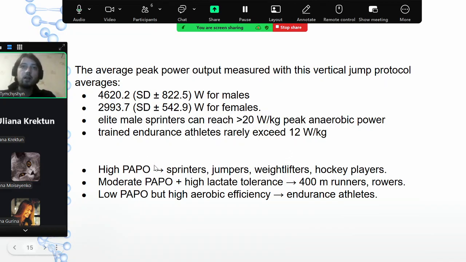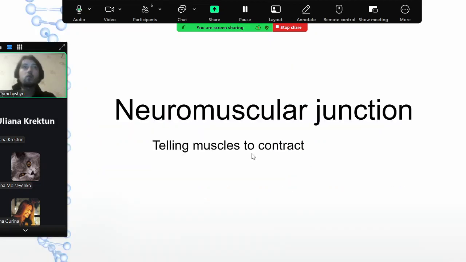And this high anaerobic power output is good for sprinters, jumpers, weightlifters, or hockey players. Moderate power and high lactate tolerance is good for 400 meter runners, for example, or rowers. While low power output but high aerobic efficiency is for endurance athletes, if you are doing something that requires endurance. Good. That's a general overview of what we have and what muscles do for us.